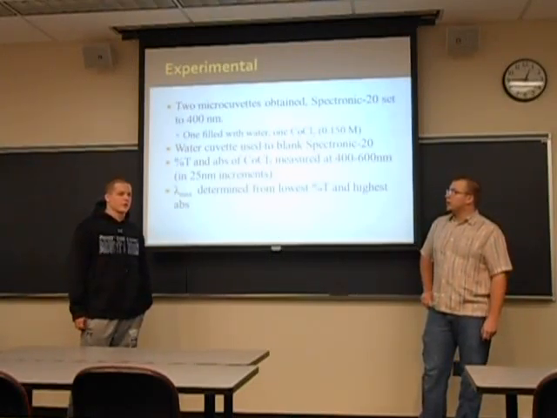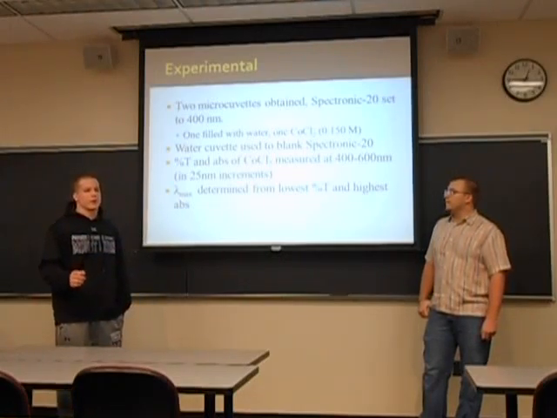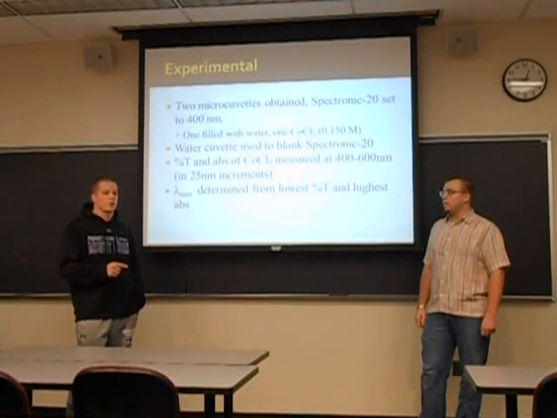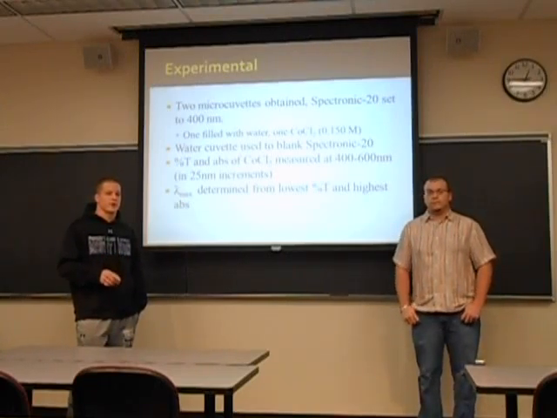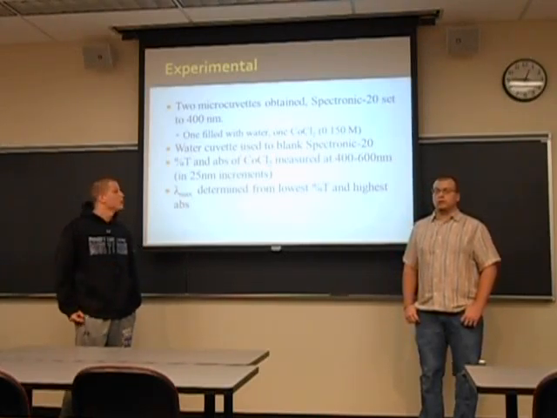How we started out is we had 2 cuvettes. Then we set the Spec 20 at 400 nanometers to start out with. One cuvette was 3/4 of the way filled with deionized water, and the other one was filled 3/4 of the way with COCl2 at 0.150 molar.